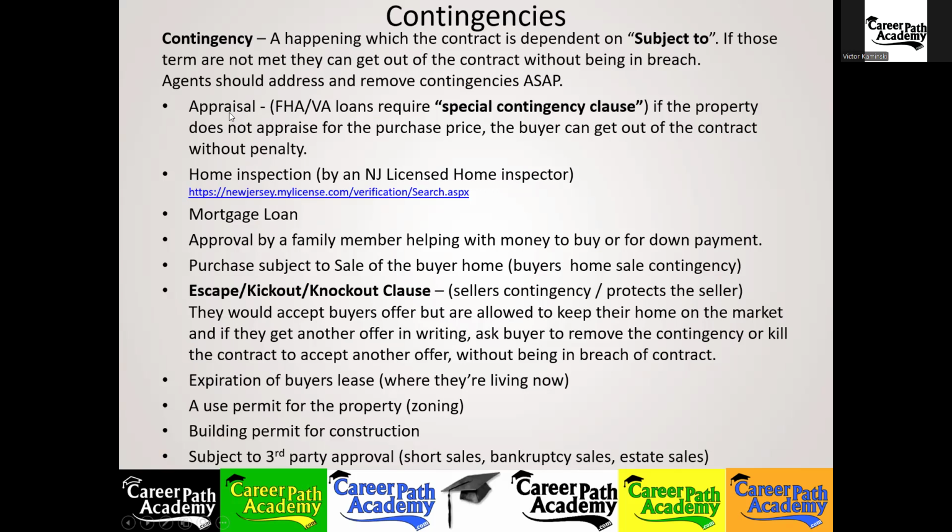There's often an appraisal contingency that's added. It's required to be added when FHA and VA loans are being used. They refer to that as the special contingency clause required by FHA and VA loans. You need to know what its purpose is. It says that if the property does not appraise for the purchase price, the buyer can get out of the contract without penalty.